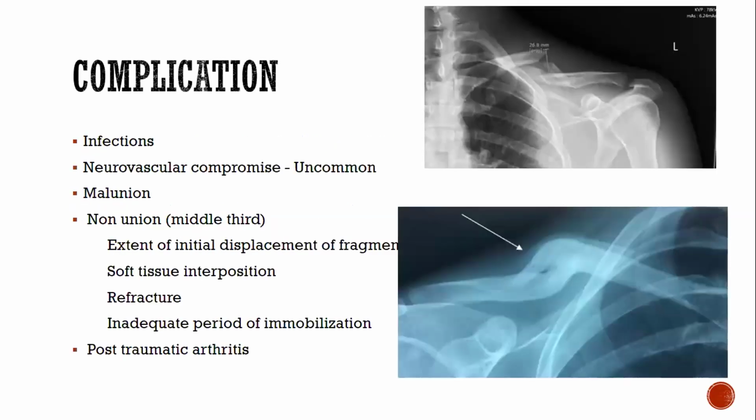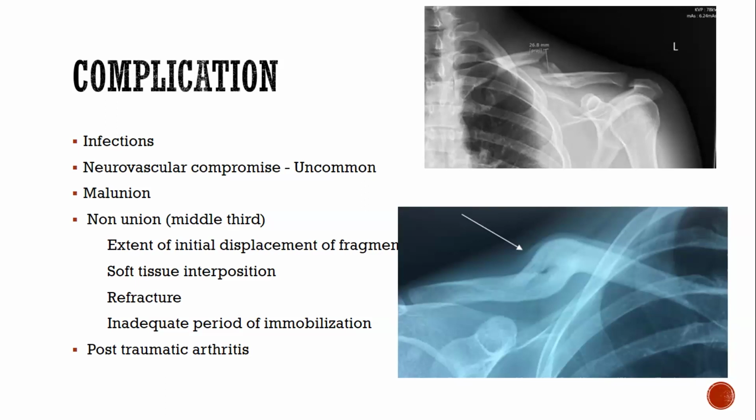Coming to complications, infection is the most common complication in most fractures, but it has come down because of perioperative antibiotic protocols, adequate soft tissue management during surgeries, and adequate soft tissue closure. Neurovascular compromise is uncommon.